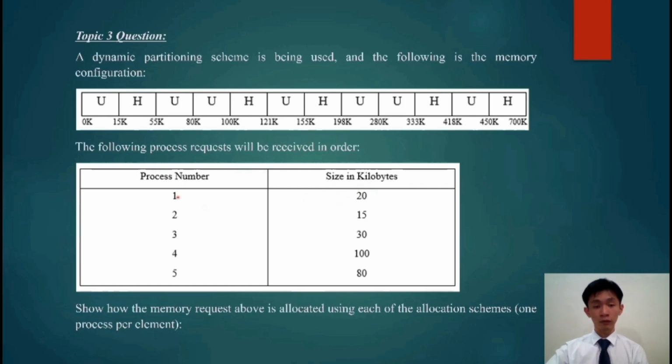So how do we see it? Process number 1, P1, with 20 kilobytes. P2, process number 2, with 50 kilobytes, and so on. So how is the memory request above allocated using each of the allocation schemes, one process per element.